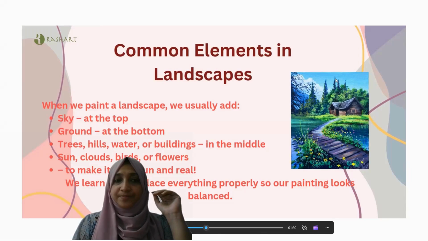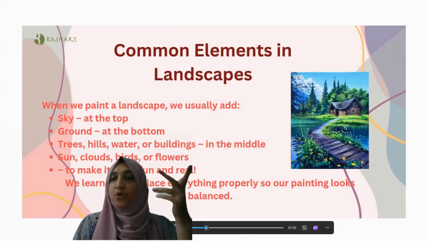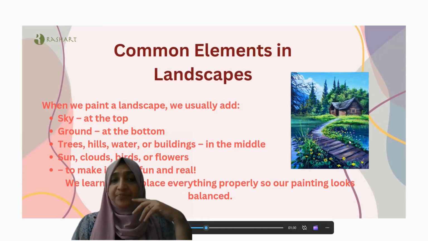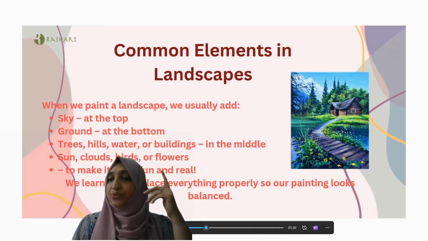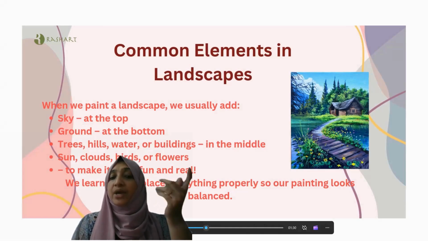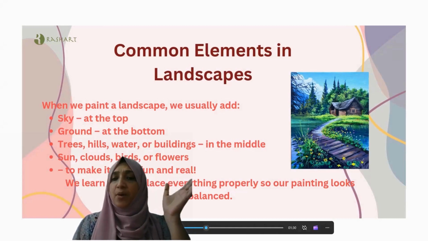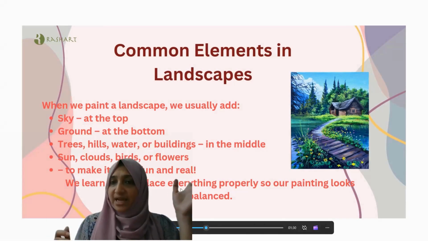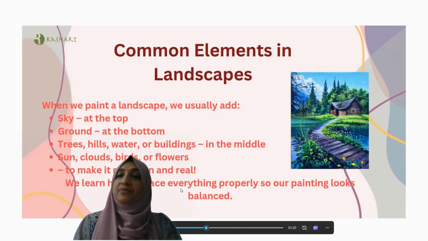So you got it. And sun, clouds, birds, or flowers. Here you can see the flowers are added over here. That makes the landscape more beautiful. Those are also elements of a landscape, and they can be added to make it more fun, real, and beautiful. Got it? We are going to learn how to place everything properly so our painting looks balanced and beautiful. In the upcoming videos, you will be learning how to create beautiful landscapes.